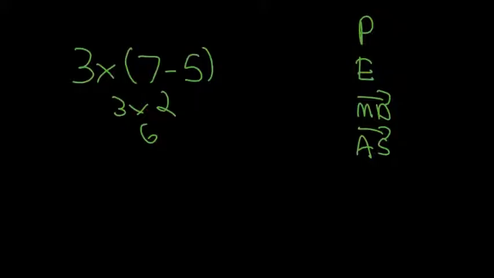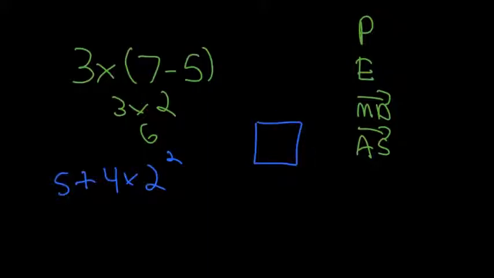Alright, next let's do 5 plus 4 times 2 squared. Now, square is an exponent, and that literally means the area of a square. So one of the things we know about a square is all the sides are the same. So if this side is 2, this side is 2, and if I find that area of that, it would be 2 times 2, which is 4.